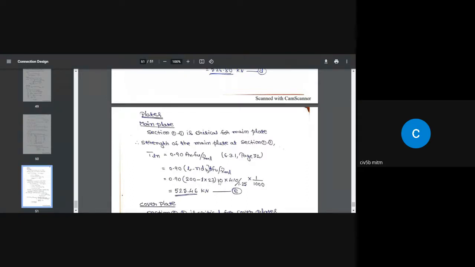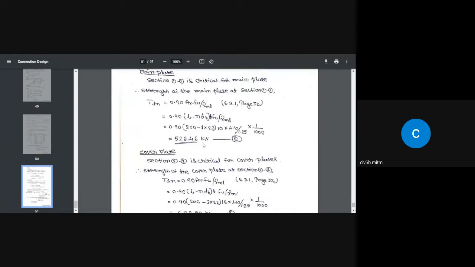Multiplied by the thickness of the main plate, multiplied by 410, the tensile strength of the main plate, divided by 1.25. And this 0.90 is the value given in the code book. So the main plate strength is 525.46 kilonewton. What is the design force in the member? That is 450 kilonewton, so this design strength of the main plate is greater than 450 kilonewton. That way we can guarantee that the main plate is not going to fail due to tearing of the plate.